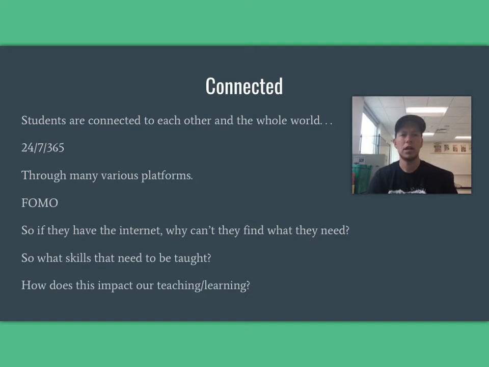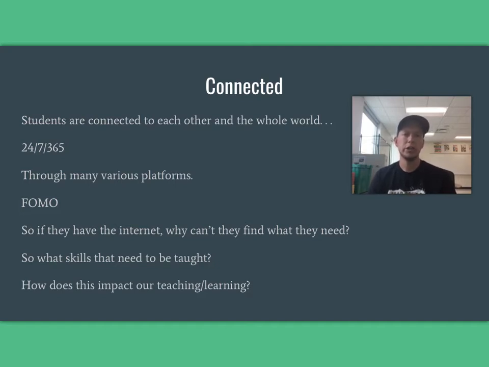And in addition to connected, one of the things that I found that kind of drives students is FOMO, the fear of missing out. If you ask any kid, if they see something going on, whether it's social media or they hear about it, that's one of the things that really drives students, that fear of missing out. I think that's important to understand when you think about students in the digital age, that those are the things that drive them, and those are the things that motivate them too.